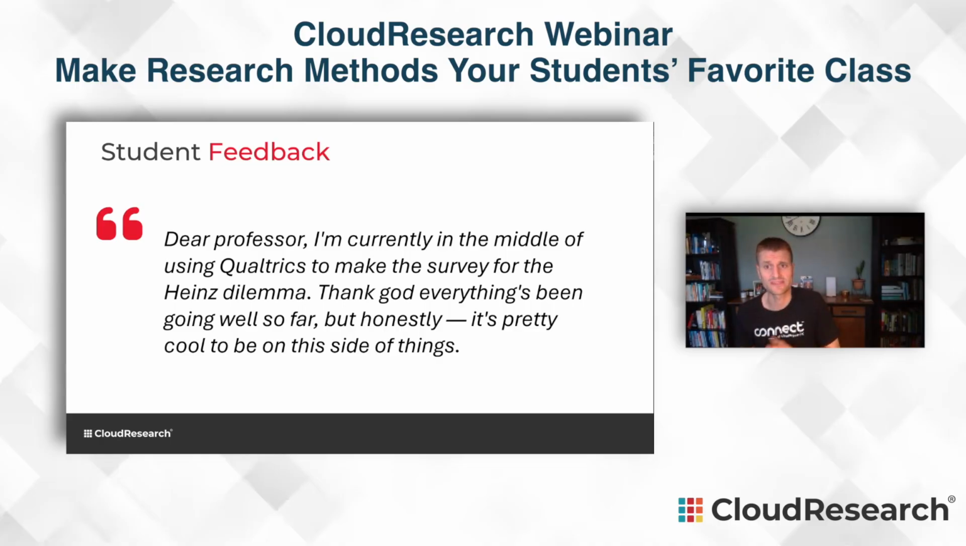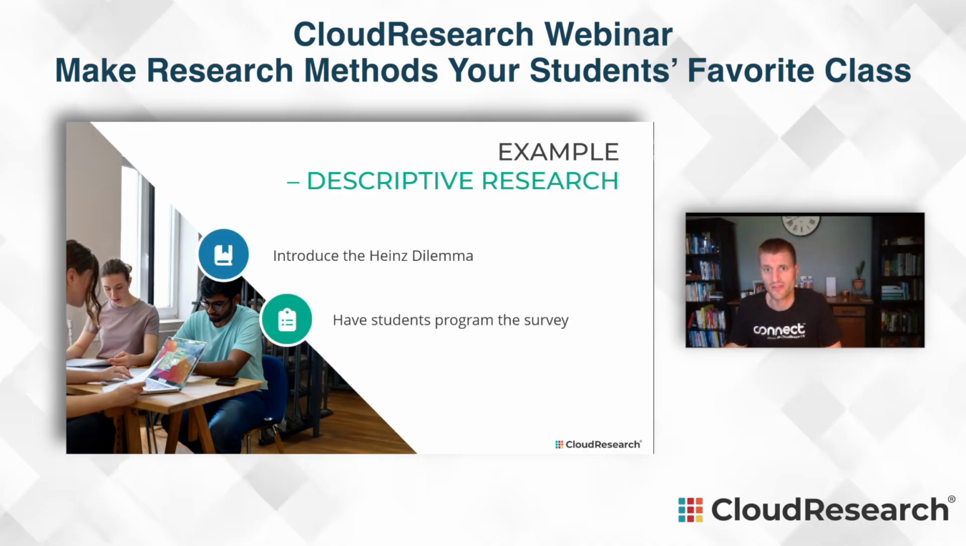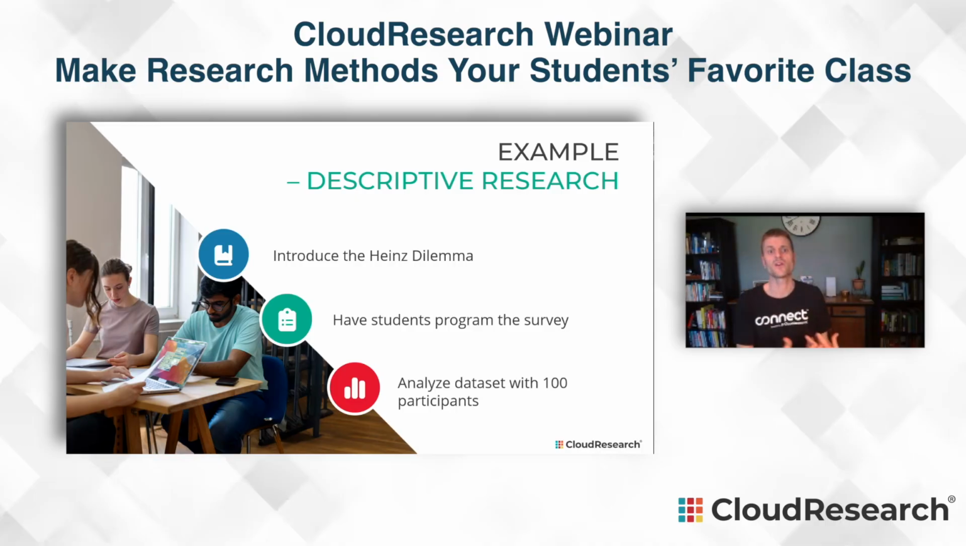We have some resources and videos that I'll get into in just a minute that really help students through each step of this process. All right, so students are introduced to the Heinz dilemma. They are then asked to program the survey in Qualtrics as if they're going to collect the data. And then the last part of this example is that students, rather than collecting the data themselves, are given a data set with 100 participants matched to the US Census, and then they're asked to conduct some descriptive analyses.